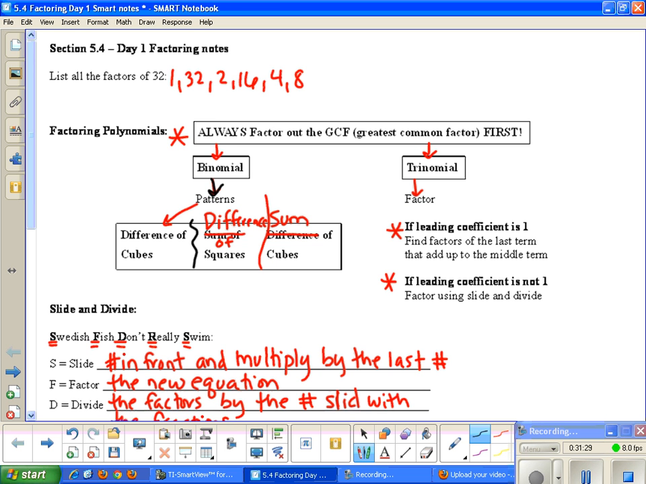The patterns are difference of cubes, difference of squares, and the sum of cubes. For right now, if it's just a binomial, just factor out the greatest common factor if there is one. Trinomial terms, which means 3, we're going to factor. If the leading coefficient is 1, then find the factors of the last term that add up to the middle term. If the leading coefficient is not 1, then factor using the slide and divide method. So if there's something that you missed, make sure to go back and look at that and have all this ready for class.